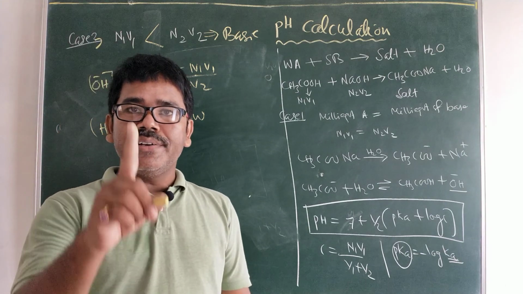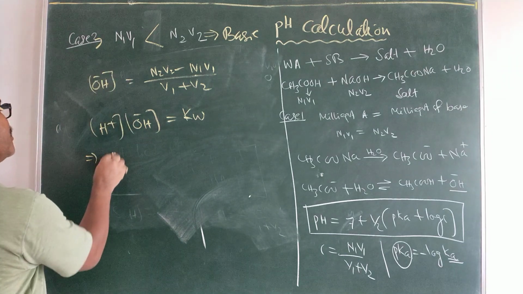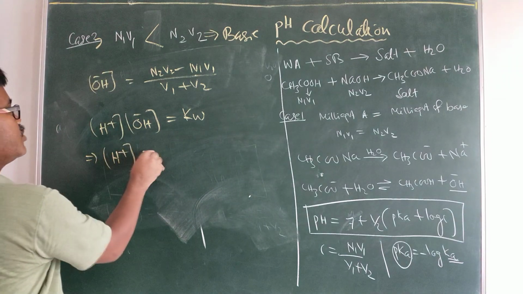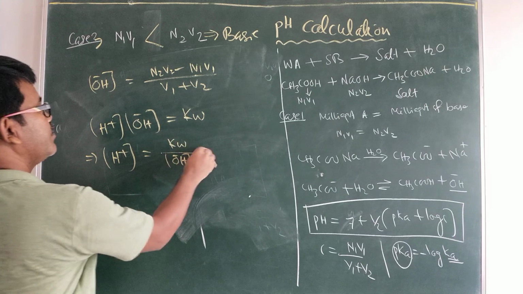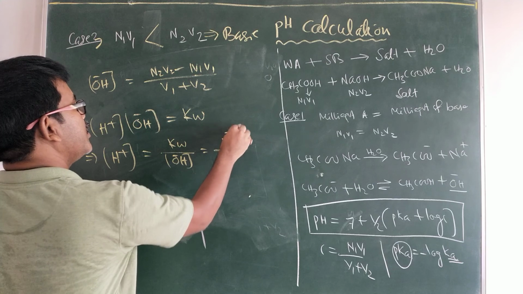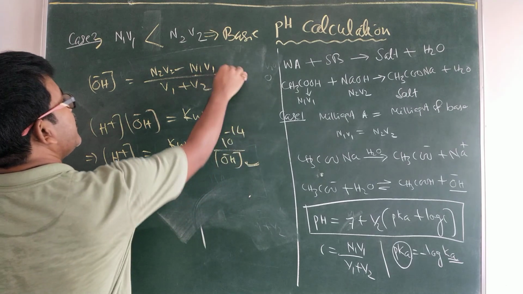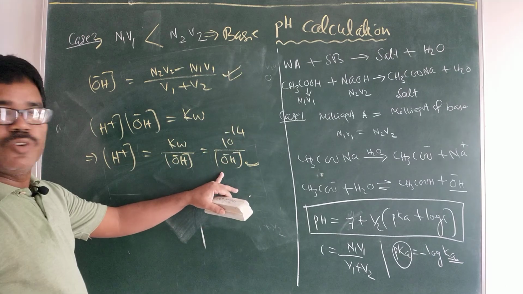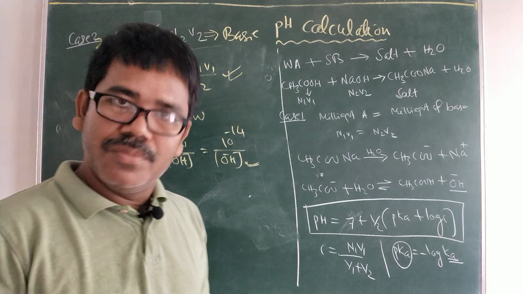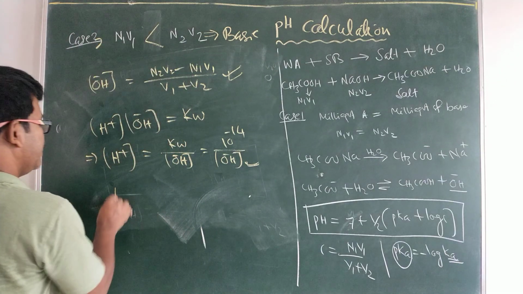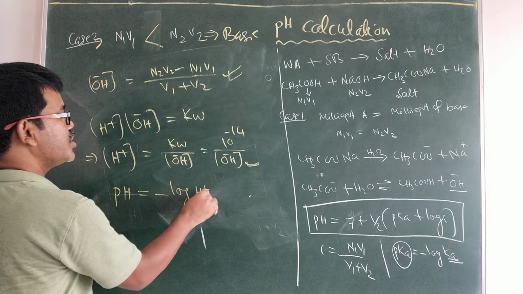You know it? Yes? Therefore, from here I can calculate the H plus concentration. H plus concentration will be Kw by OH minus concentration. Therefore, this will become 10 to the power minus 14 divided by the OH minus concentration. Put the values of the OH minus concentration, calculate the H plus concentration. Once H plus is known, it is very simple to calculate the pH. pH is nothing but minus log of H plus concentration.